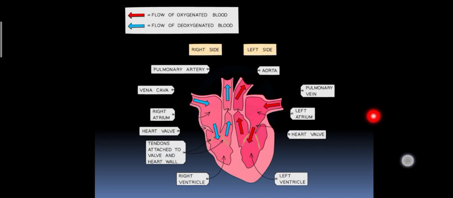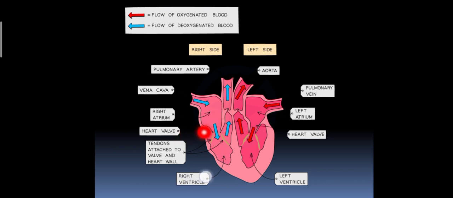So this diagram is showing the structure of the heart. It is the right side of the heart and it is the left side of the heart. In the left side there is a flow of oxygenated blood, and in the right side there is a flow of deoxygenated blood. Here we can see the pulmonary artery, vena cava, right atrium.